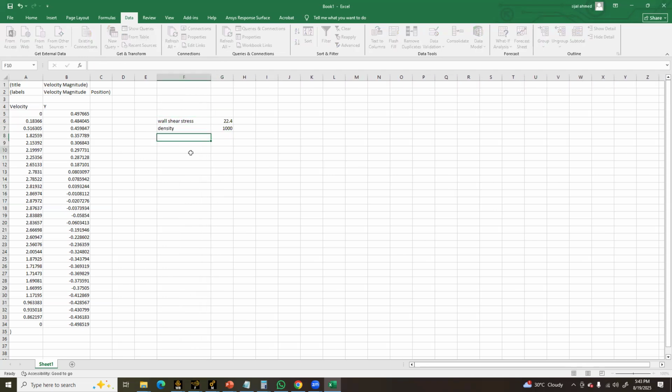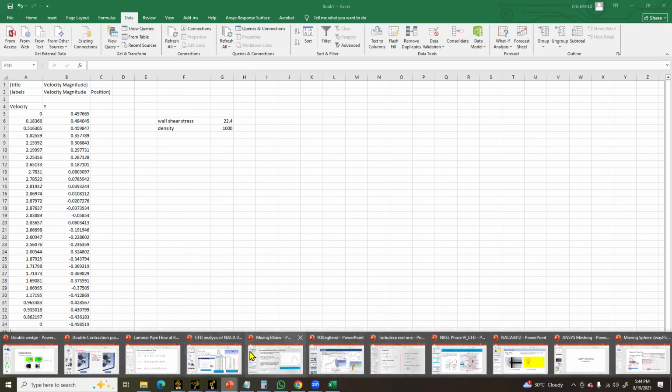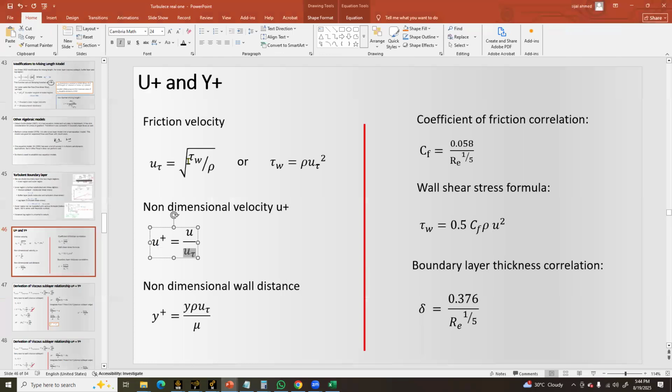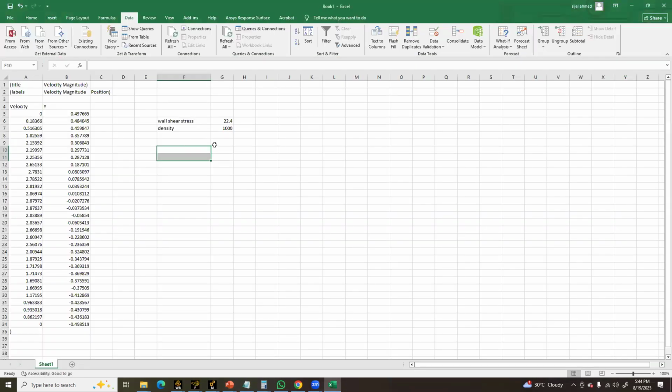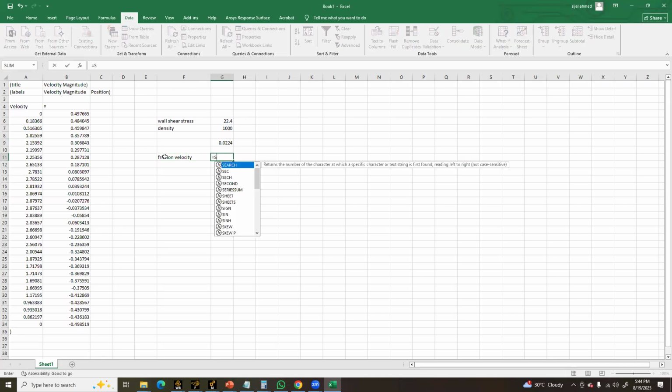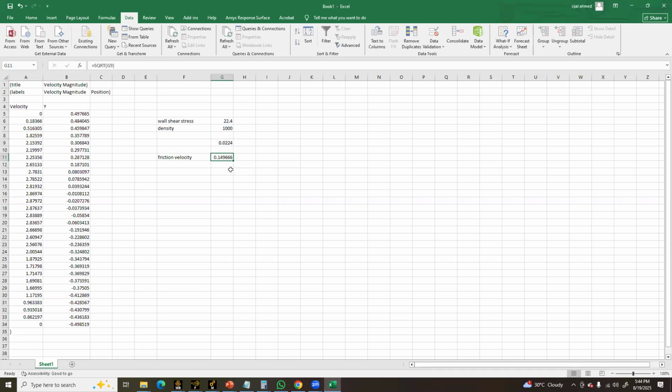The formula says we have to use the wall shear stress divided by the density, and take the square root. So I'm going to use this value: wall shear stress divided by the density. The friction velocity will be equal to the square root of this value. The units will be meter per second. That's 0.194, so you can approximate it as 0.15.